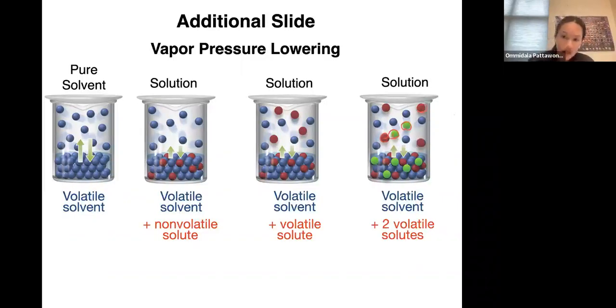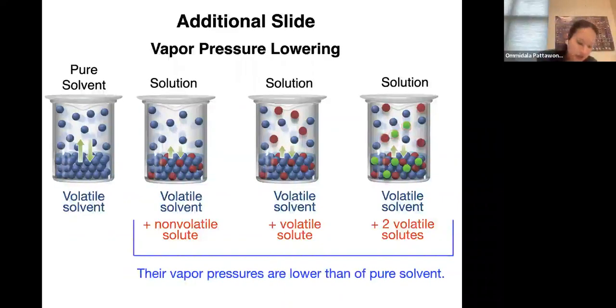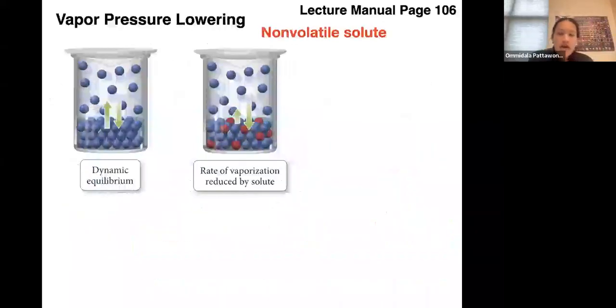above the solution. Please note that these 3 solutions, their vapor pressures are going to be lower than the pure solvent. That means the pure solvent is going to have a higher vapor pressure than any of these. Now let's take a look at one scenario at a time. I'm going to take a look at the non-volatile solute first.